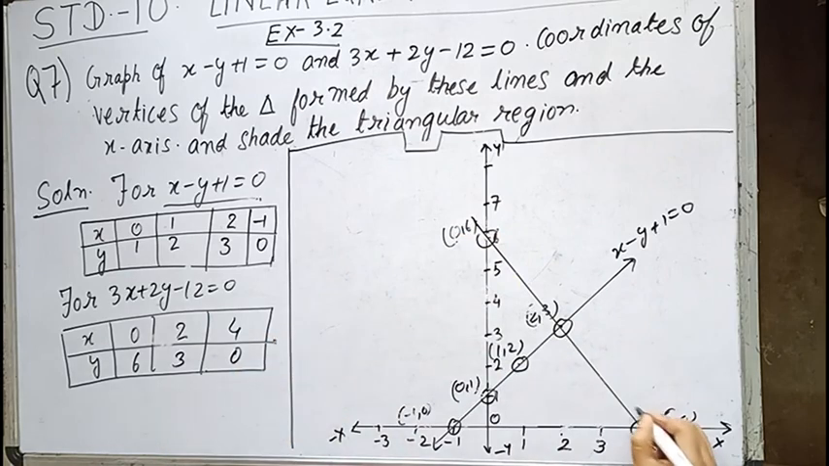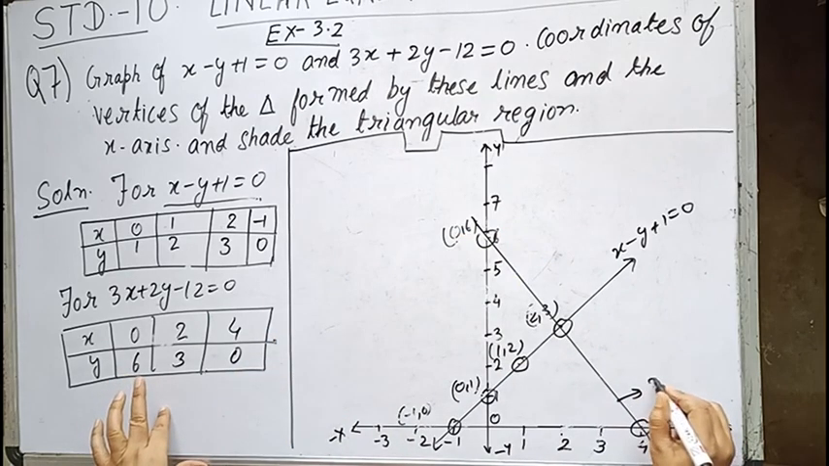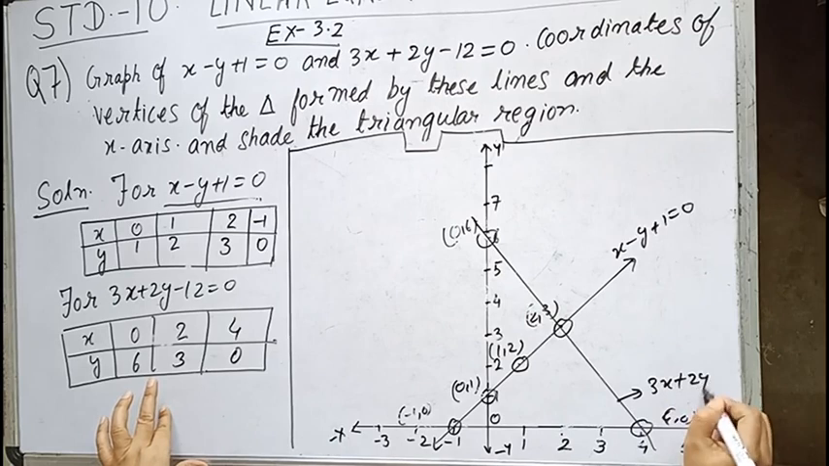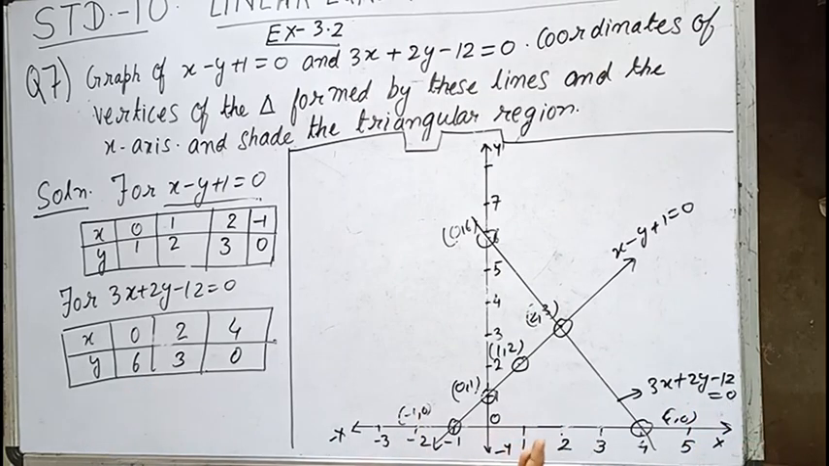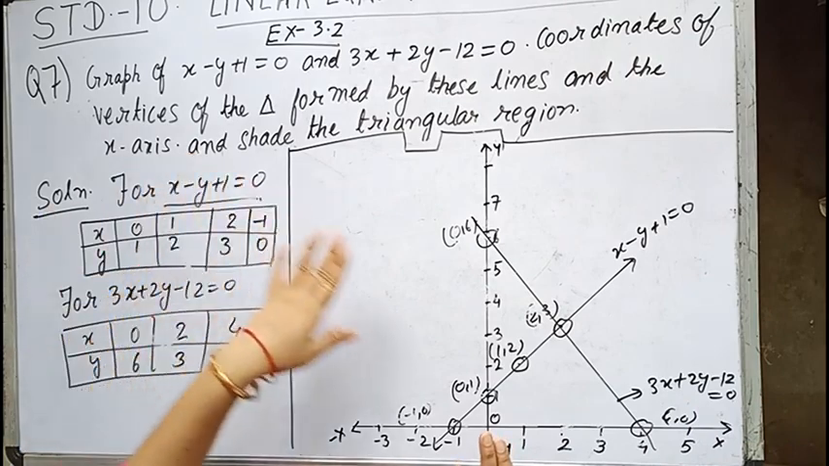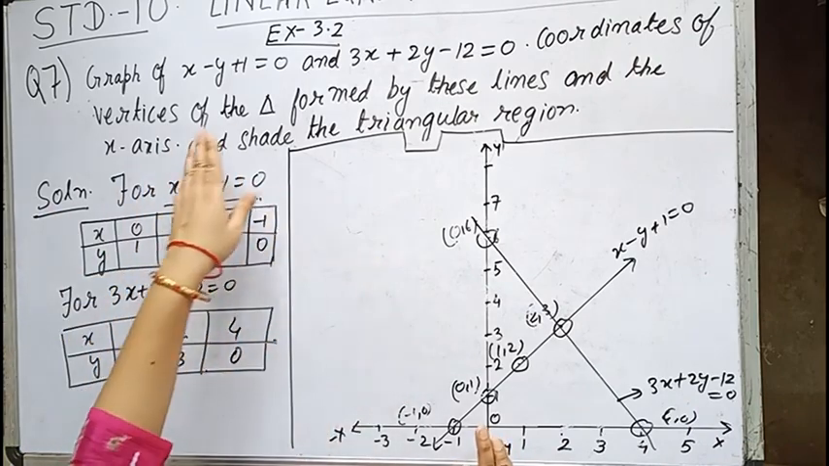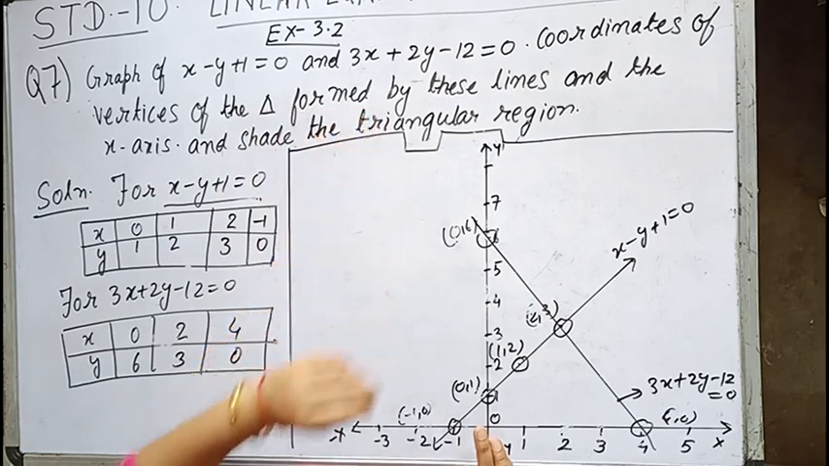So we are getting over here, this line is 3x plus 2y minus 12 equals to 0. So now we have got the two lines. So the first part of the question is done. Let us draw the graph of these two linear equations.